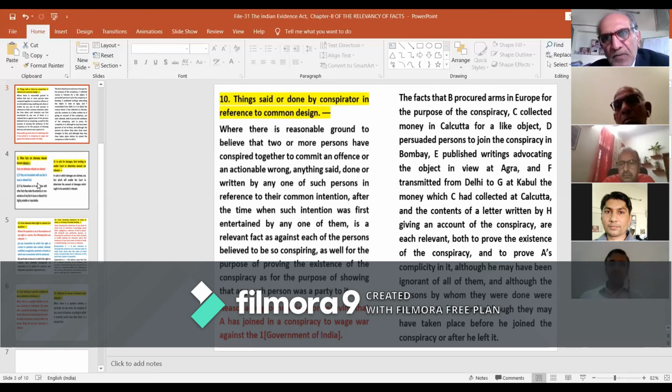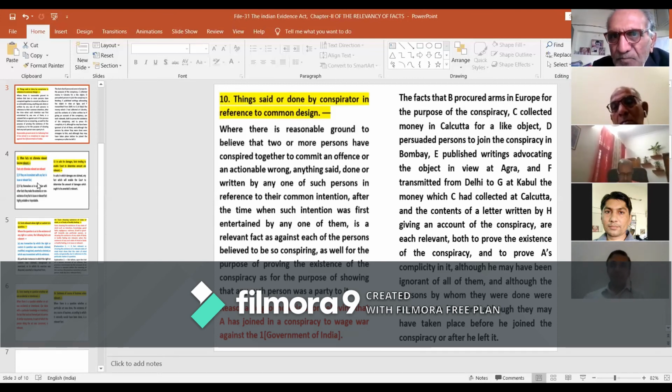As such, now the later part of this section says reasonable ground exists for believing that A joined in a conspiracy to wage war against, say, the government of India. Now, this is a reasonable illustration given here under this section. Say the reasonable ground is that A has joined a conspiracy to wage war against the government of India.